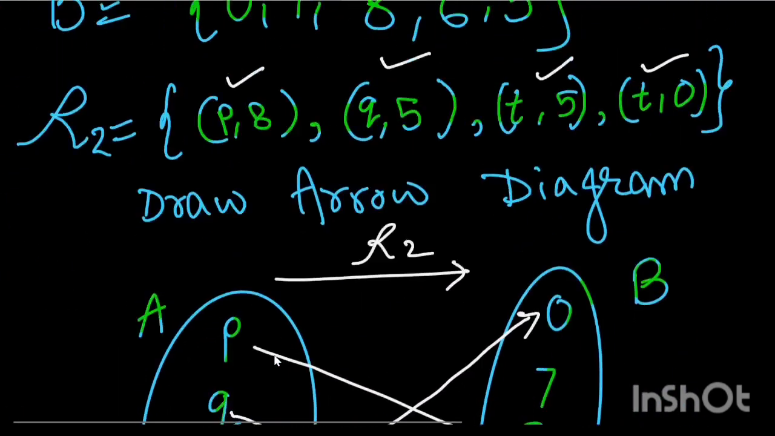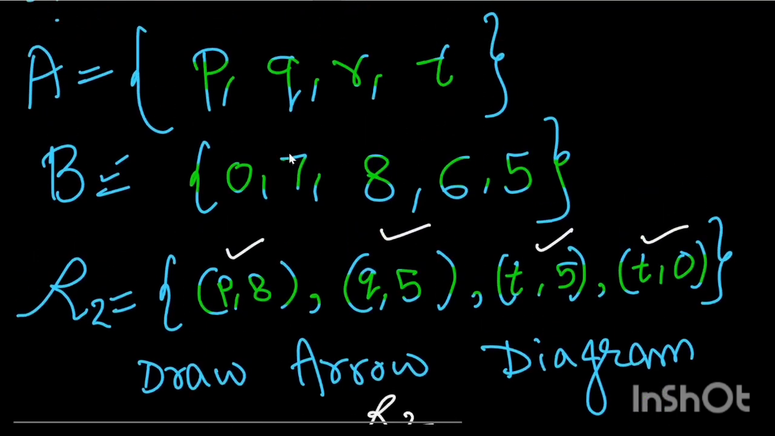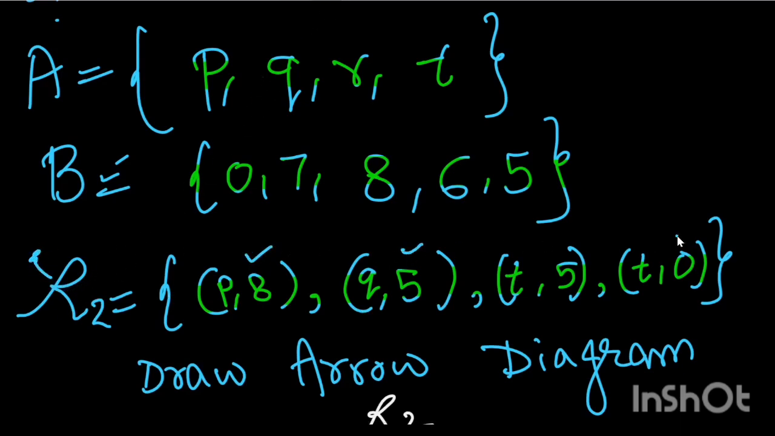Okay. Here also, if I ask you what is the range of R2, so range of R2 would be 8, 5, 0. So range of R2 would be 8, 5 and 0. So this is range, guys.